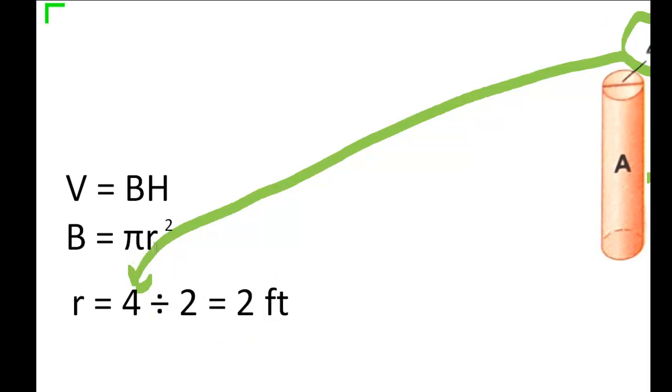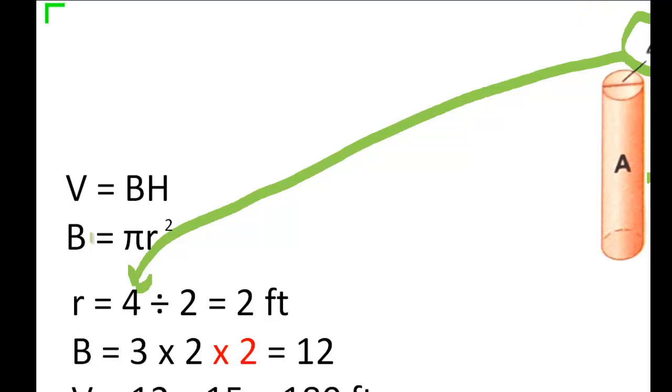Okay, let's put it here. So B will equal 3 multiplies 2 multiplies 2. 3 is pi. Here is the radius, and I will multiply the radius by the radius, 2 by 2. 4 multiplies 3 equals 12 feet square. So the volume here is 12 multiplies the height, 15. Okay, so 12 multiplies 15 equals 180 feet cubed.